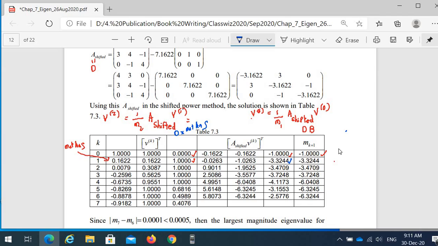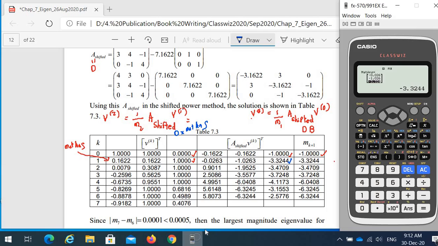And then to calculate A shifted V1, you take D times max answer. Then you find M2, the largest magnitude of the A shifted V1, which is negative 3.3244. So now you take the max answer and divide by negative 3.3244.